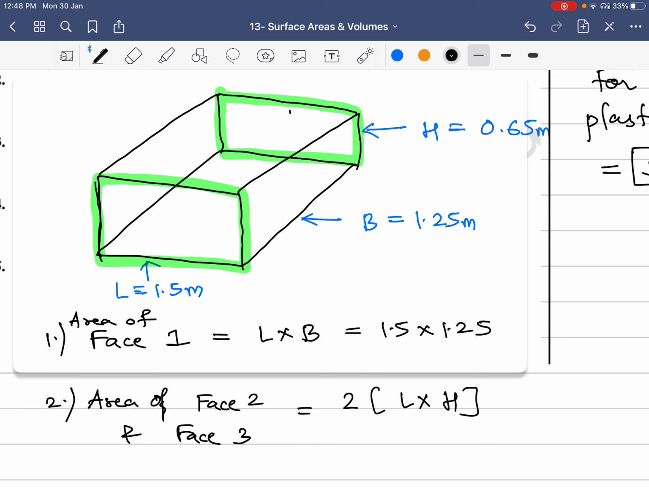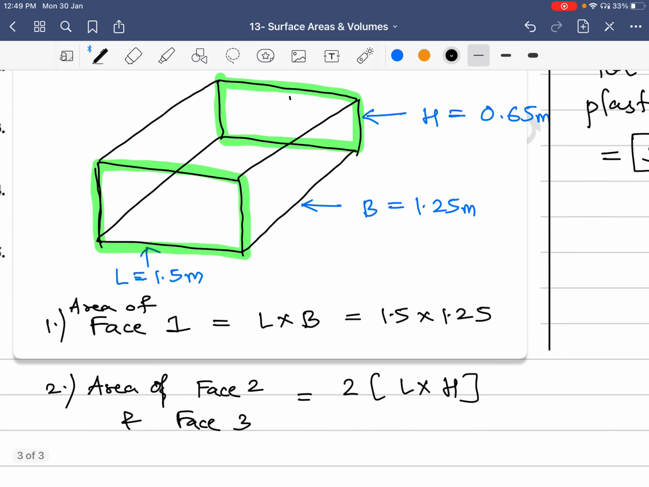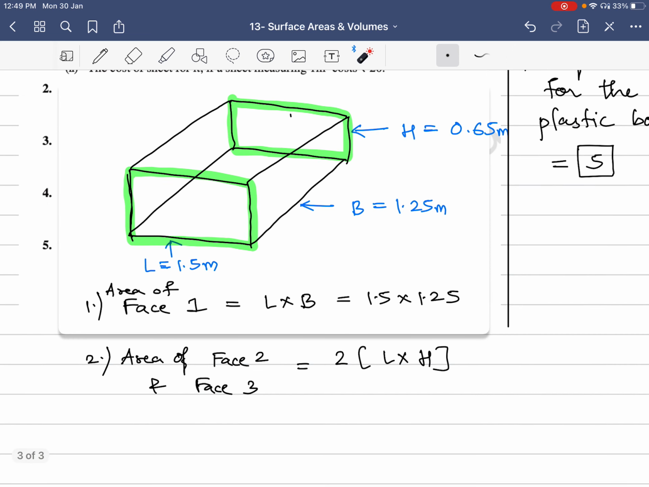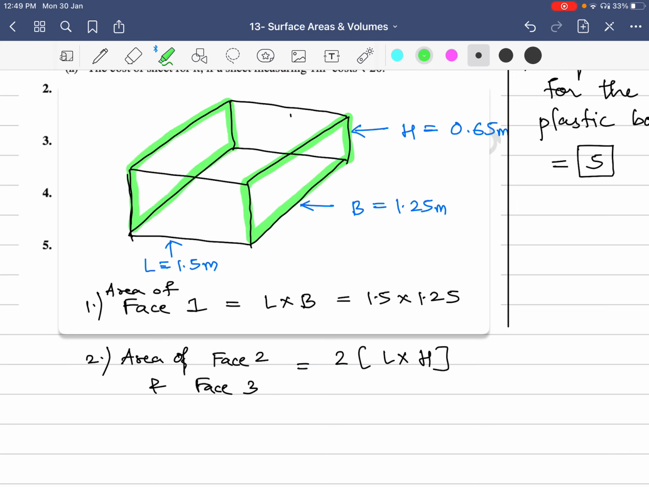Okay, L into H, this L and this H. So that is equal to, okay, what we can do is let's not substitute the values of L and H right now. We can use them later on when we do the addition. Now let's get rid of this highlighted thing. Now the third one is this rectangle, this rectangle, and this rectangle. They are also 2 in number.